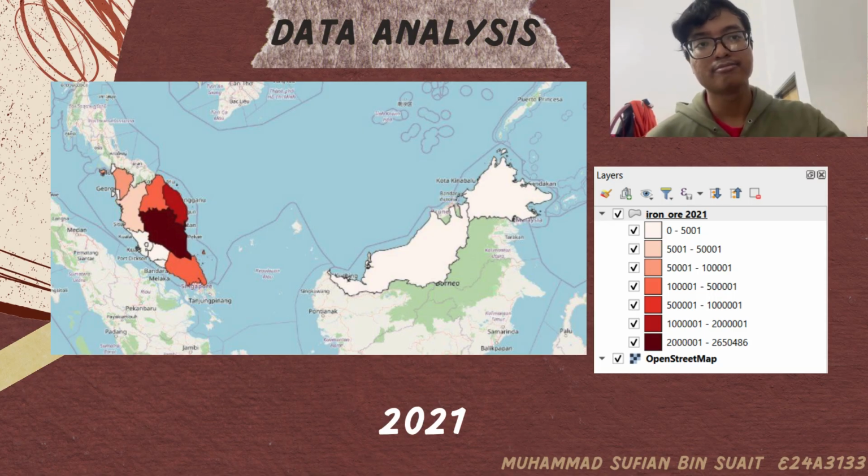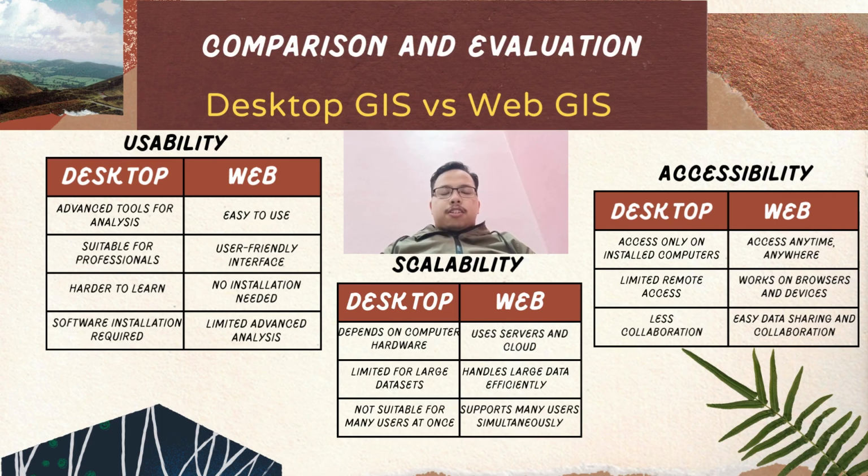Thank you. Hi, my name is Muhammad Ahmad Ashmawi bin Muhammad Sani, matric number E24A3305. So, for my part, I would like to talk about the comparison of desktop GIS and web GIS. For this section, we compare desktop GIS and web GIS in terms of usability, scalability, and accessibility, as well as their limitations and potential improvements.